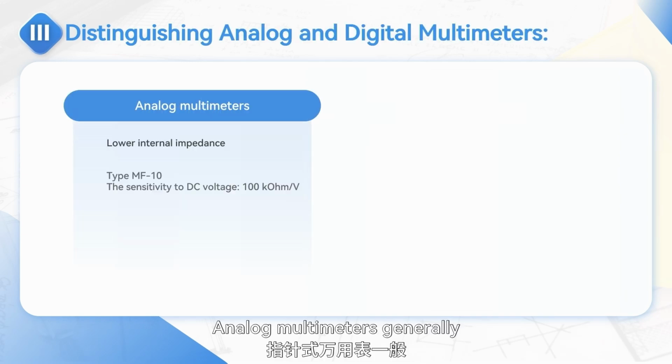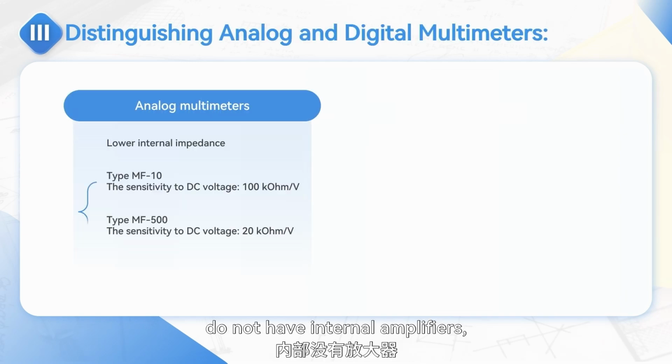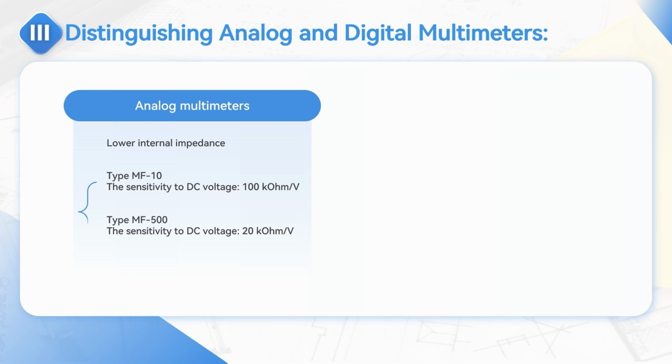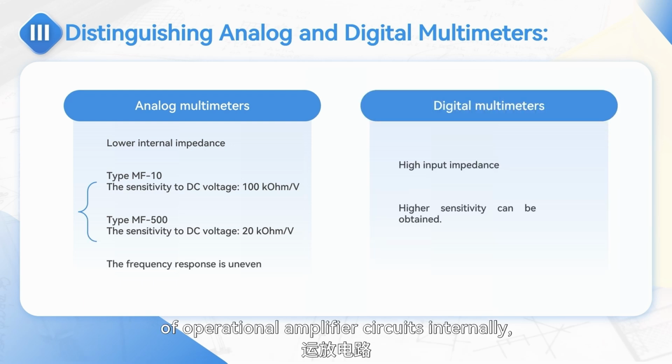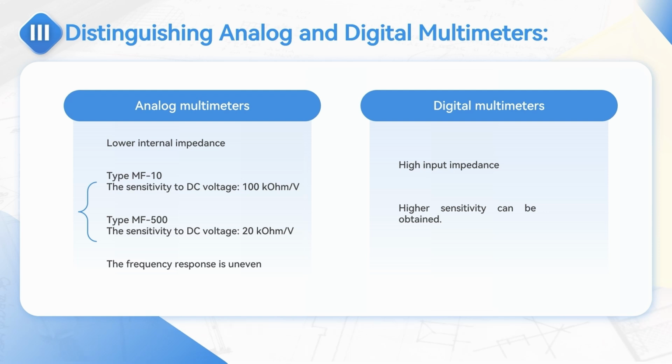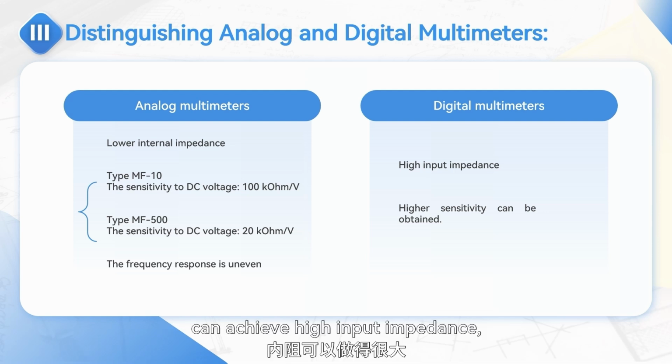Analog multimeters generally do not have internal amplifiers, hence they have lower input impedance and a DC voltage sensitivity of 100 kiloohms per volt. The sensitivity to DC voltage is 20 kiloohms per volt. Digital multimeters, due to their use of operational amplifier circuits internally, can achieve high input impedance, often around 1 megaohm or higher. This reduces their impact on the circuit being measured and improves measurement accuracy.